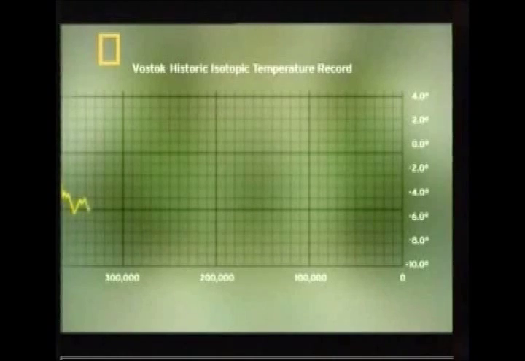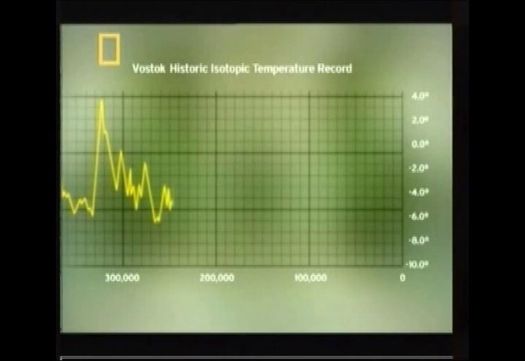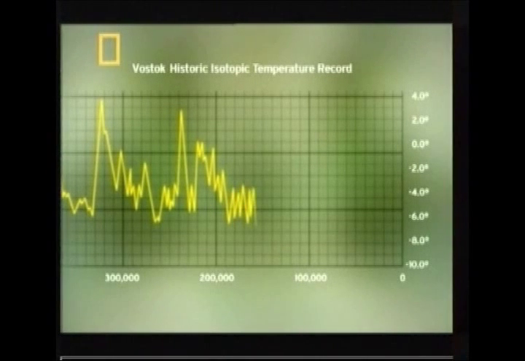This graph takes us from 400,000 years ago to the present day at zero. When the line is at its highest, the climate on Earth was similar to what we know today. When the line is falling, the Earth was sliding into an ice age.